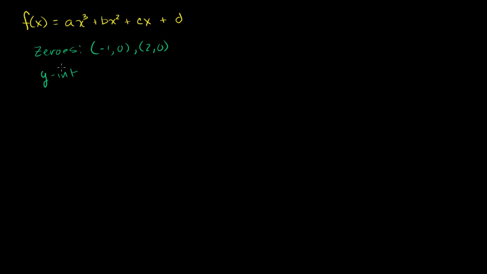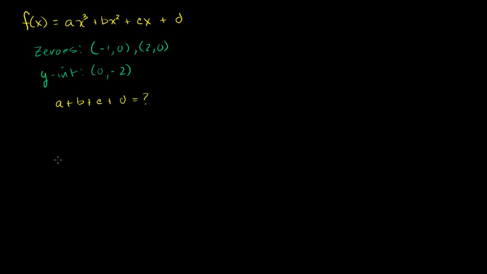So they give us a function, f of x. They say it's a third degree polynomial of the form ax to the third plus bx squared plus cx plus d. And they tell us a couple of the zeros of this polynomial. They say that we have zeros at the point -1, 0, and the point 2, 0. And they tell us that we have a y-intercept at the point 0, -2. And what they ask us is, what is a plus b plus c plus d?